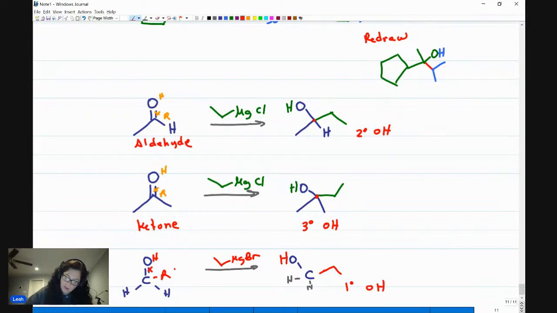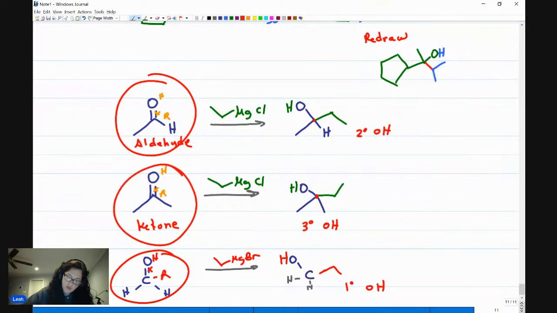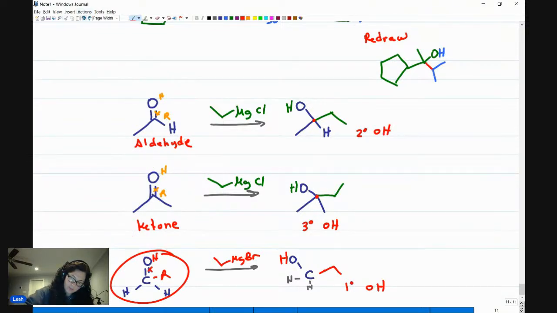So do you see the pattern? I have nothing, it's primary. I have 1 R group, it's secondary. 2 R groups goes tertiary.